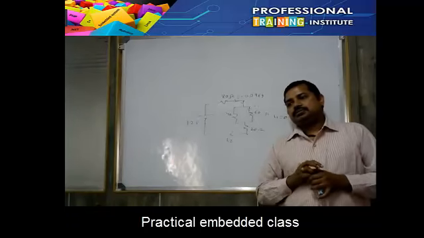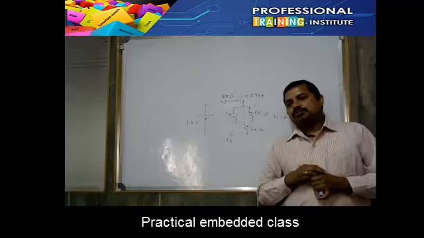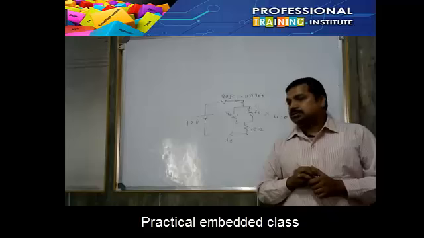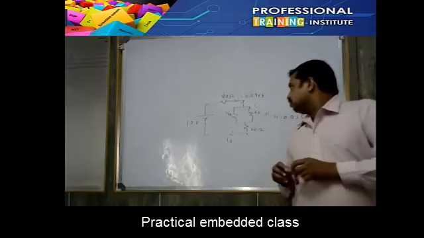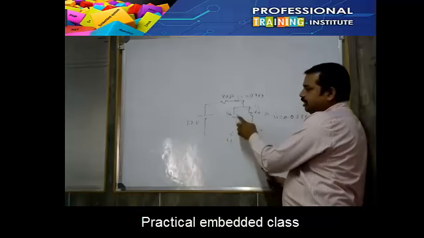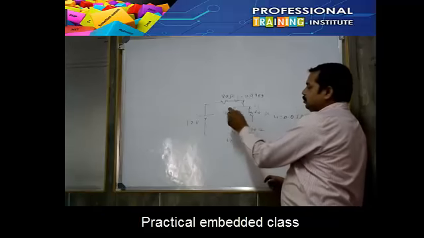Any doubt? Sir, I is equal to I1 plus I2 is equal to I3. It is right or wrong? Where is I3? I put this I3. This is I3, and this is I2. Where is I3? This is I3. No. How could it be?